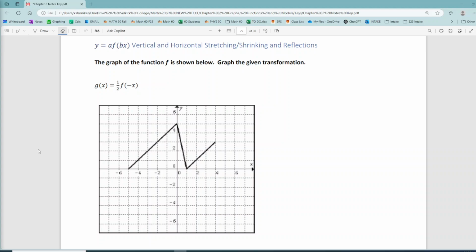So if I give you an equation like g of x is equal to 1/2 f of negative x, what you're given in the black graph is f of x. And we are going to transform this graph and create a new graph, g of x, where there's a half and a -1. So what does each do?